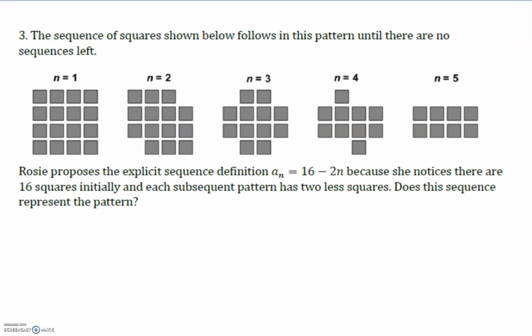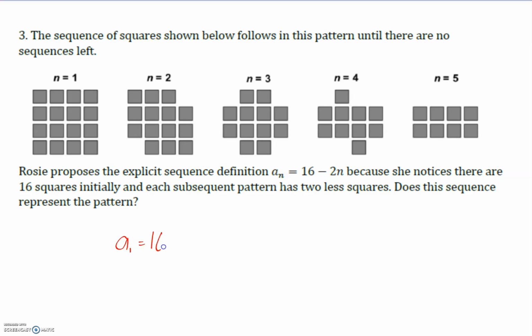For the last one, the sequence of squares shown below follows a pattern until there are no squares left. Rosie proposes the explicit sequence definition a of n equals 16 minus 2n because she noticed there is 16 squares initially and each subsequent pattern has 2 less squares. Does this sequence represent the pattern?